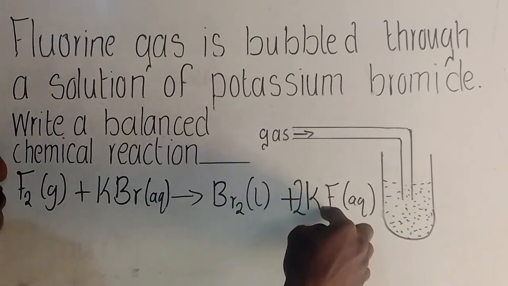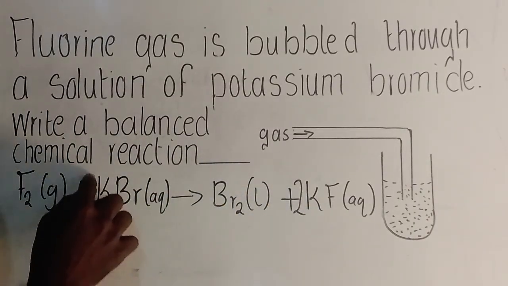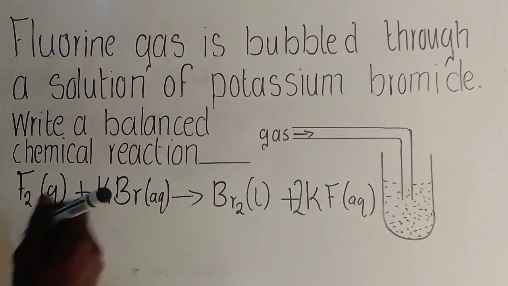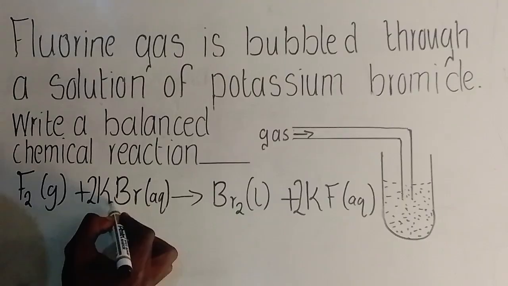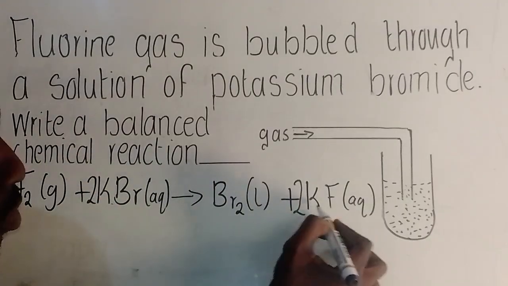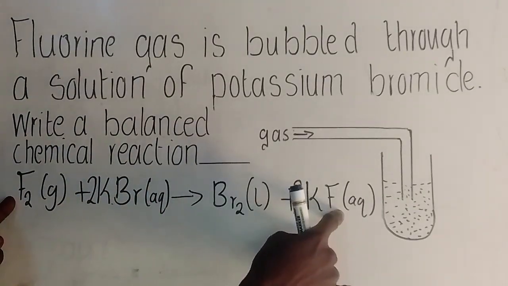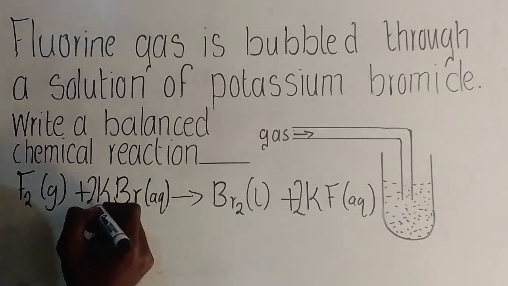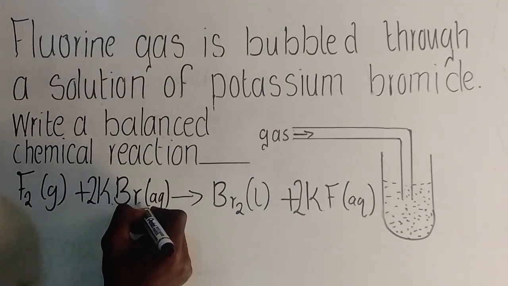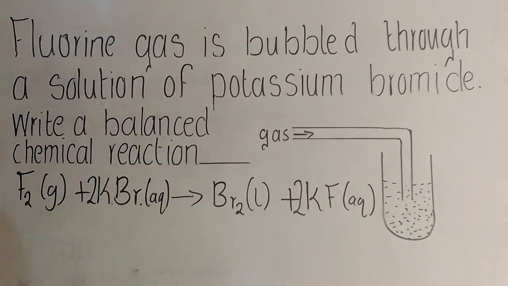So 2 times 1, it is 2 for potassium. But this side, we only have 1 times 1, which is 1. So meaning we're supposed to add another 2. So that if I say 2 times 1, it is 2 for potassium. 2 times 1, it is 2 for potassium. So fluorine is balanced. Potassium is balanced. How about bromine? So we say 2 times 1 here, it is 2 for bromine. So 1 here times 2, it is 2. So this here is the answer.